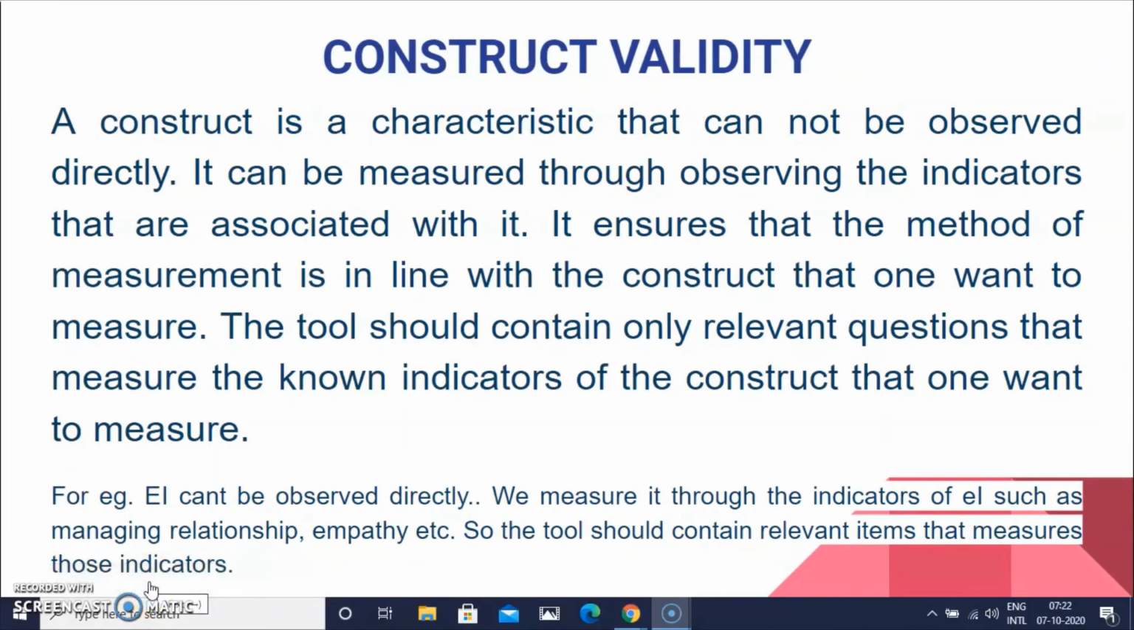Here, what makes construct validity unique is that it should contain only relevant questions that measure the indicators of the construct. For example, we are measuring emotional intelligence. One of its indicators is empathy. So only the test items that are relevant to empathy should be included in the questionnaire. Only if relevant questions are included can we say that construct validity is there.